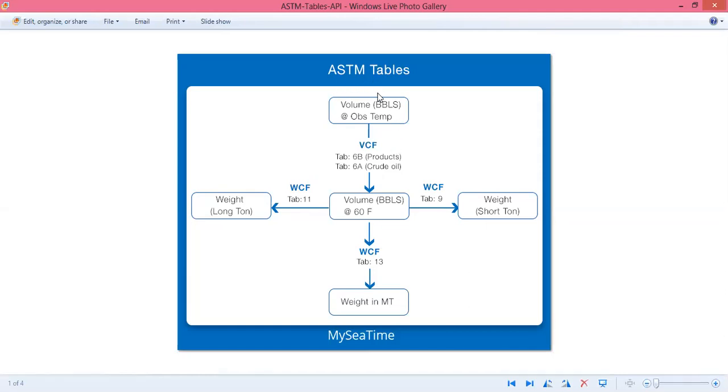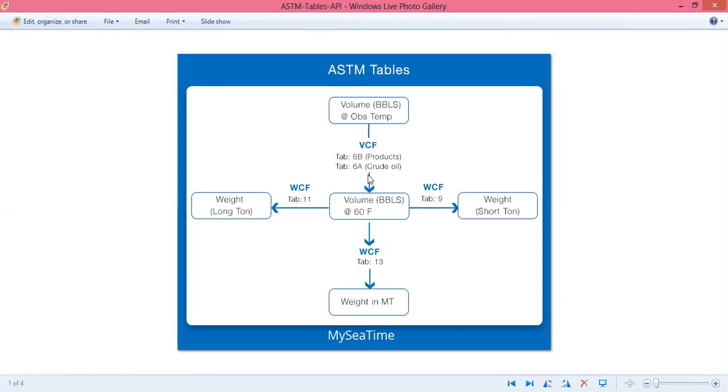While using these ASTM tables, in this particular example it is in barrels, and you can convert into cubics also. So 1 cubic is equal to 6.28981 barrels. You can use cubics or you can use barrels. Basically you have volume at observed temperature, then you use VCF to convert this volume to the standard temperature of 60 degrees Fahrenheit. For that you use either table 6A or 6B. B is used for products, A is used for crude oil. Table 6 is used when API is given, and if density is given, then you would use table 54. So you can select 6A, 6B, 54A, 54B, depending upon what is given to you.